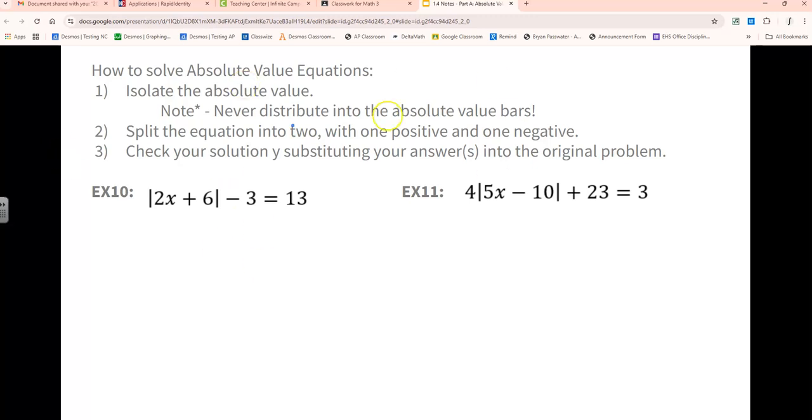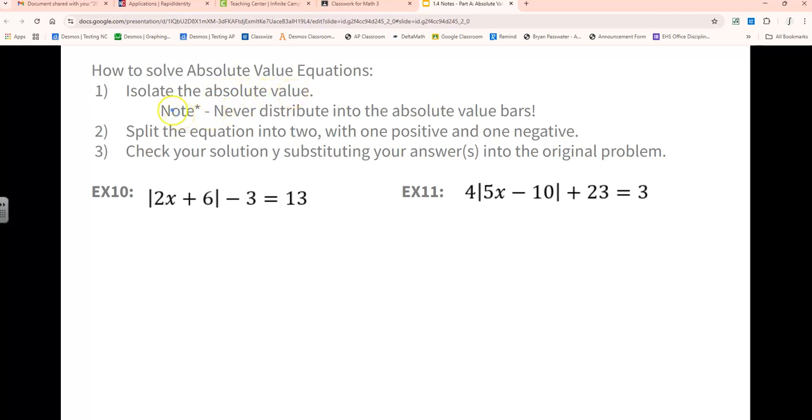Okay. Oh, why did I wait till here to put these? I don't know why I waited till here to put the instructions, because it seems like that should have came earlier. But to summarize what we just did, the first thing you want to do is isolate the absolute value bars.